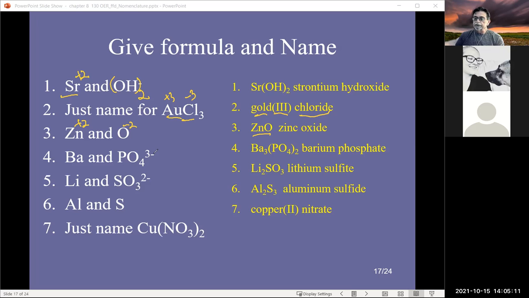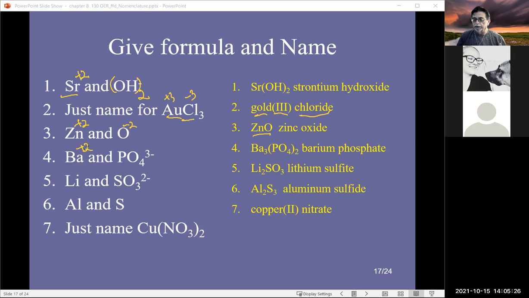PO4 3-, it's one of the polyatomic ions. Barium is a group 2 element. So we know in ionic form, this would be a +2. And so now we have dissimilar charges, but that's okay.